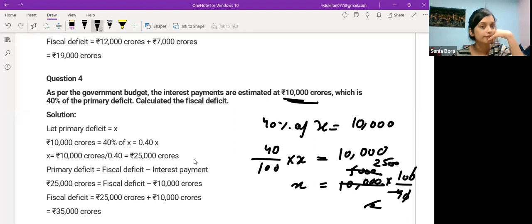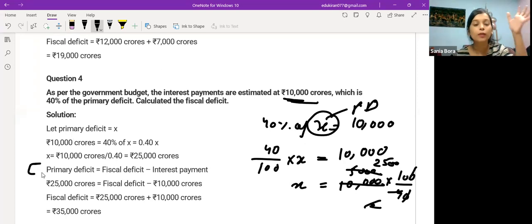Yes or no? So you got 25,000, which is basically the X. And what is your X? It was your primary deficit, PD. So you got primary deficit now. What is the formula for primary deficit? Fiscal deficit minus interest payment. You have primary deficit, you have interest payment, and you have to find fiscal deficit. Put the value, get the answer. Clear? Okay, Vanisha, you got the correct answer? Okay. So Ritika quickly correct it. Then we will move to the next part.